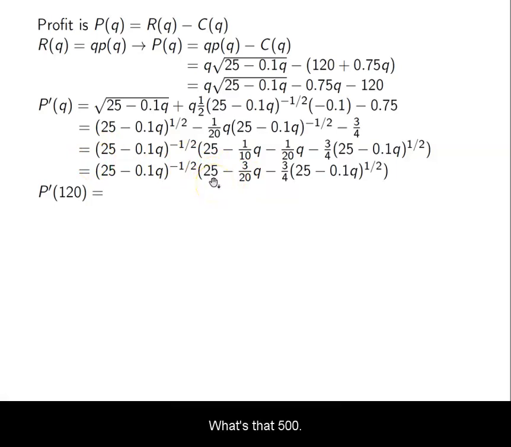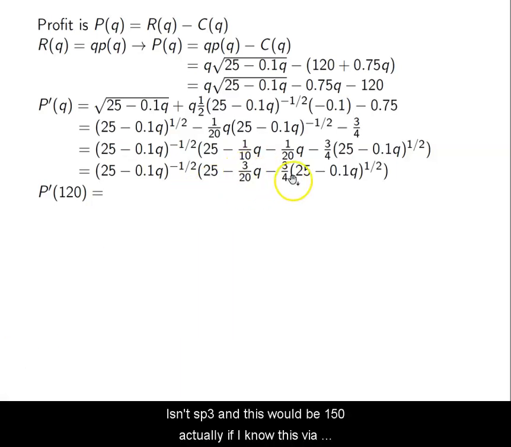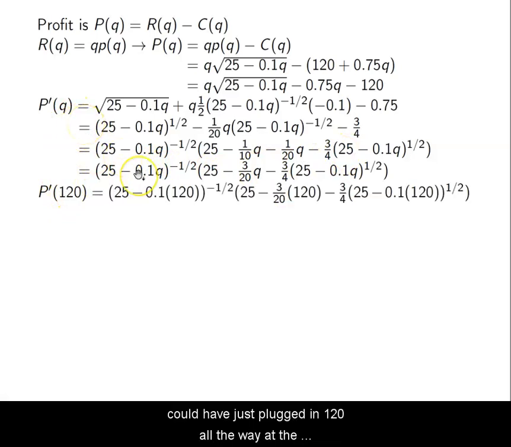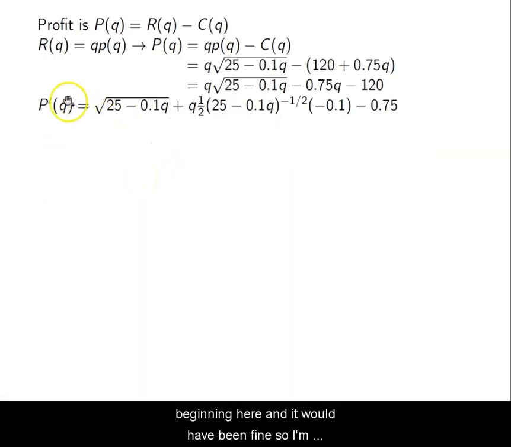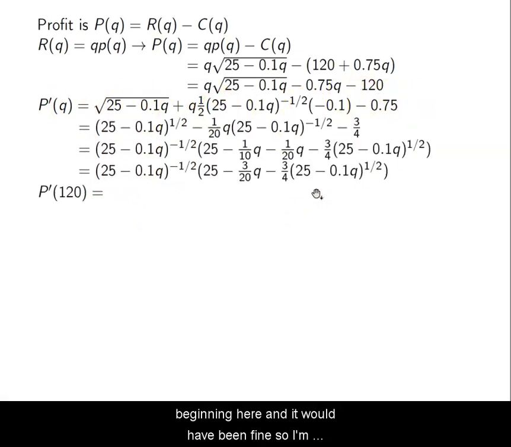So that would bump this up to, what's that, 500, right? This would just be a 3, and this would be a 150, I believe, right? No, this would be a 15. Okay, but it's not super necessary. I just wanted to clean it up a little bit. I'm going to plug in 120 anyway, so in all honesty, I could have just plugged in 120 all the way at the beginning here, and it would have been fine.